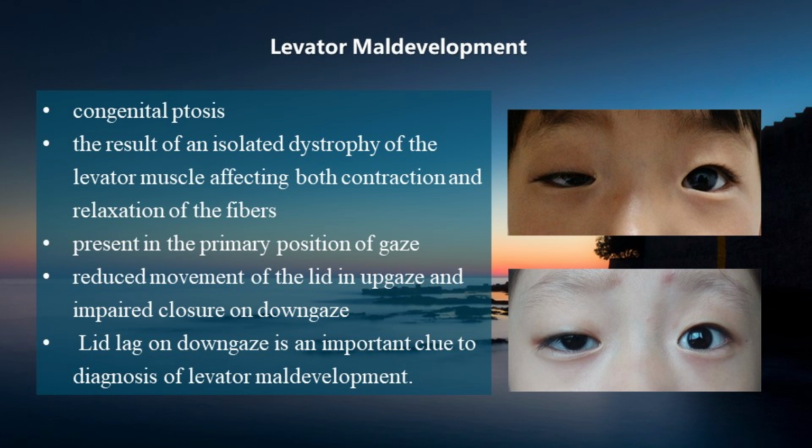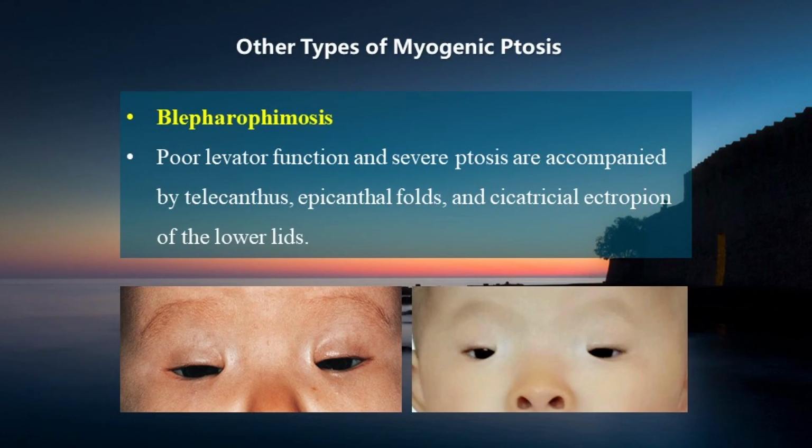The distinction between levator maldevelopment and other forms of ptosis is an important one that cannot always be made by history. Neurologic and other myogenic ptosis may be present at birth. Application of the surgical principles intended for levator maldevelopment to these types of ptosis patients would result in an overcorrection. Other types of myogenic ptosis.